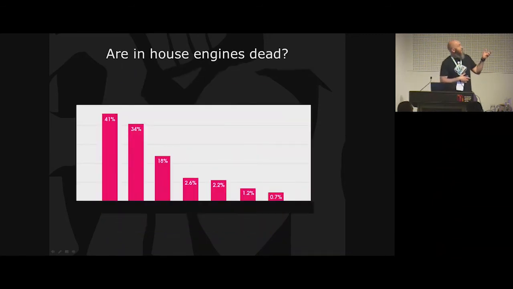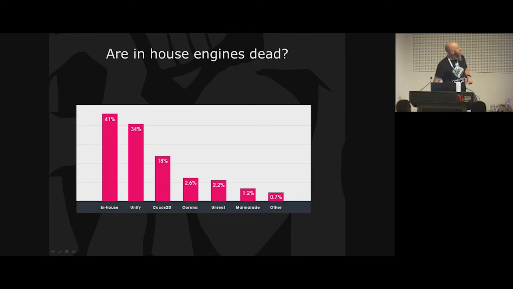So, are in-house engines dead? Okay, this is the top 1,000 games on mobile, and can you guess what the most popular engine is at the top there? In-house. There are still more in-house engines than Unity. Unity is 34%. This is from the Unity website. When you start to take into account PC games, I couldn't find stats on it, but I imagine there are a lot more in-house engines happening on PC as well. So in-house stuff is still very important.